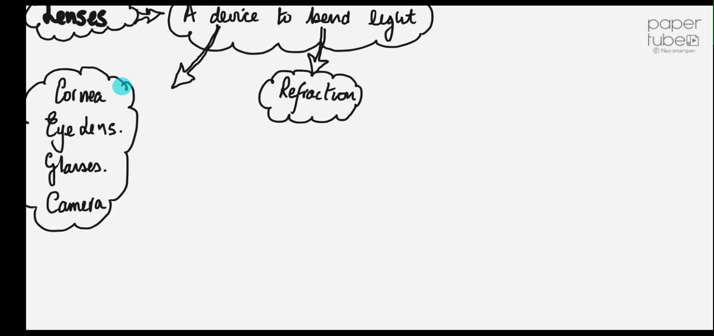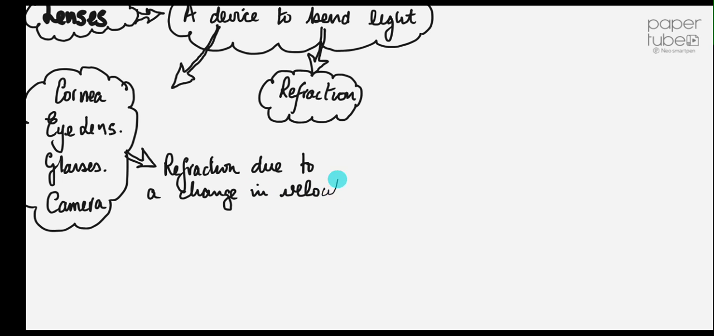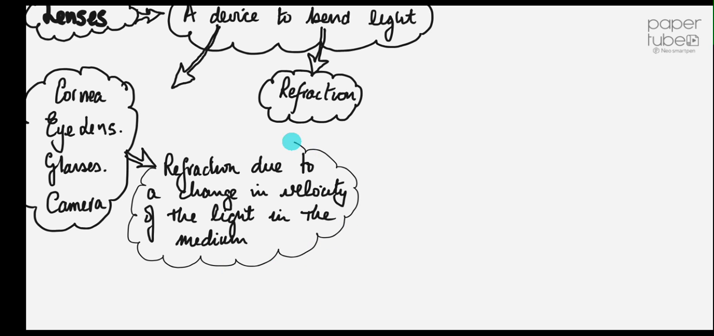And how these all work is you have refraction due to a change in velocity of the light in the medium. Right, so that's what refraction is, right? And if you don't know what it is, go back and look at the video or the animated mind map on refraction. So this cornea, that's the very front part of the curve of your eye.